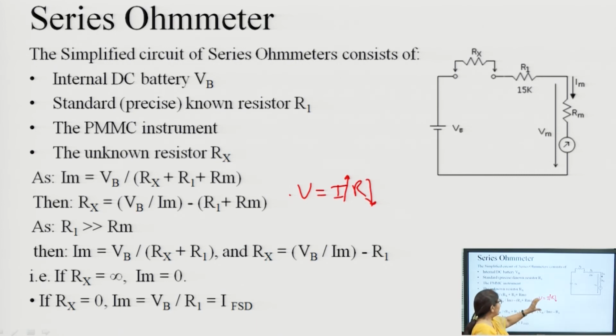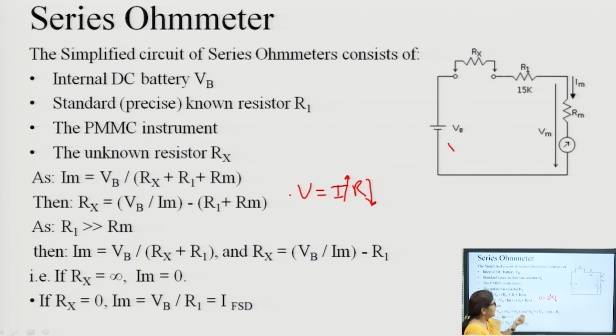So, here we need a battery, VB. The unknown resistance, whose value we want to measure, is placed between two points. The internal resistance of the meter is Rm, and R1 is the series resistance. So, the standard known resistance is R1, and Rx is the unknown resistance. From this circuit, if we apply KVL, VB is equal to the current Im into Rx plus R1 plus Rm. So, Im is equal to VB divided by these.